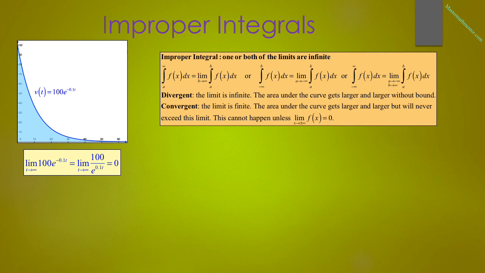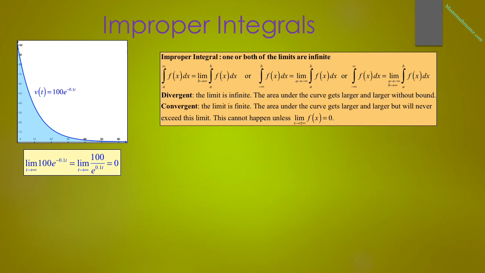Or it can be expressed as the integral from negative infinity to b of f of x dx, which can be expressed as the limit as a approaches negative infinity of the integral from a to b of f of x dx. Or occasionally it can be written as the integral from negative infinity to infinity of f of x dx, which can be interpreted as the limit as a approaches negative infinity and b approaches infinity of the integral from a to b of f of x dx.